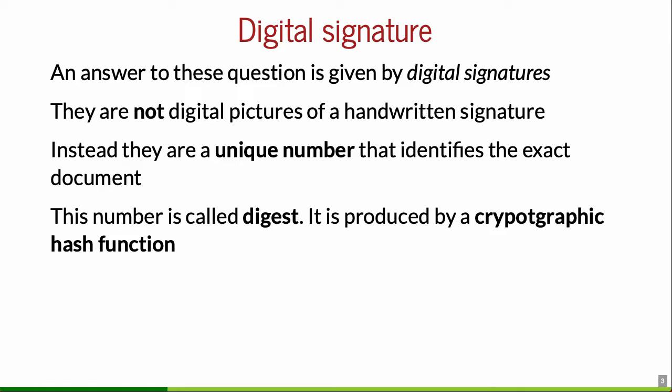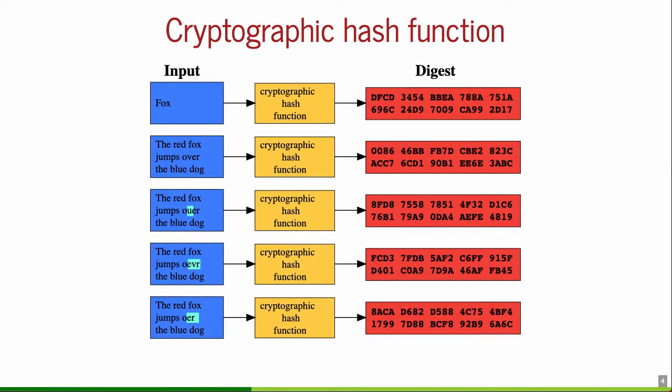This and several other important questions can be solved with what we call digital signature. We have to say that digital signatures are not the picture of your handwritten signature. Instead, they are a mathematical formula, a unique number that identifies the document. This number is also called a digest or a hash. The basic idea is this.